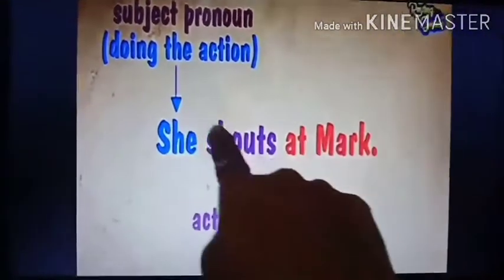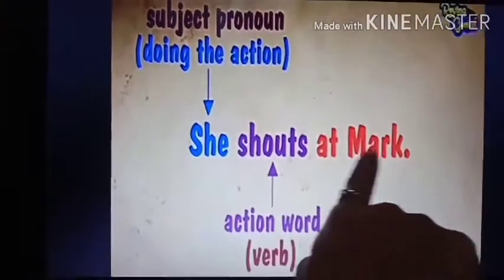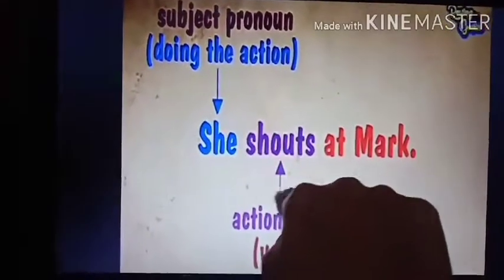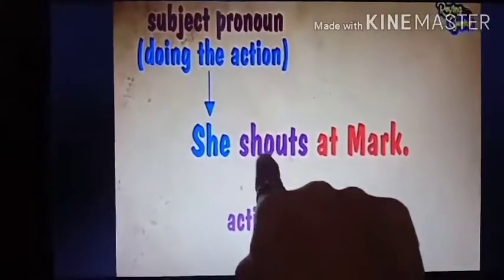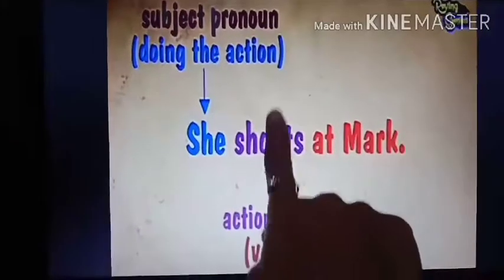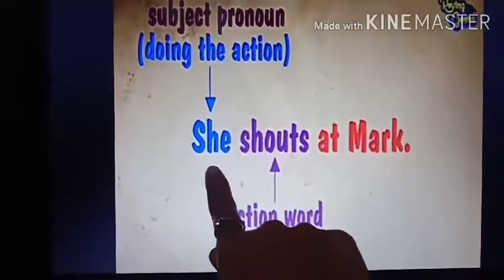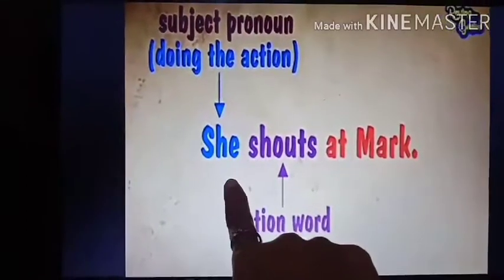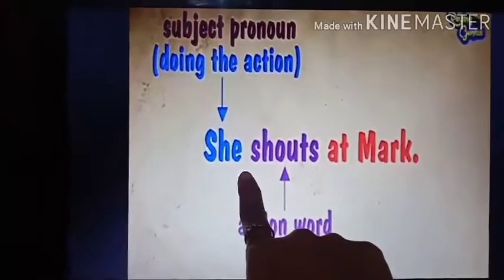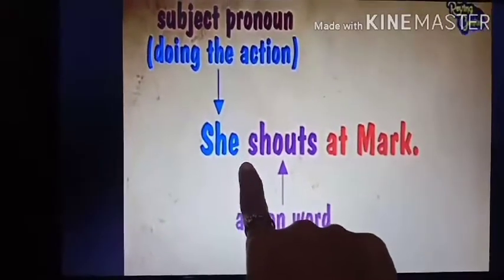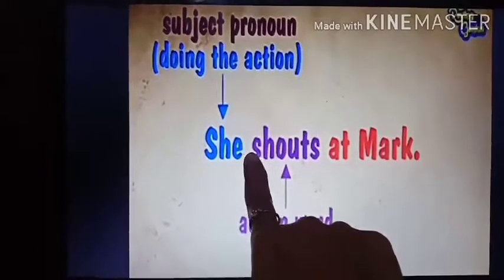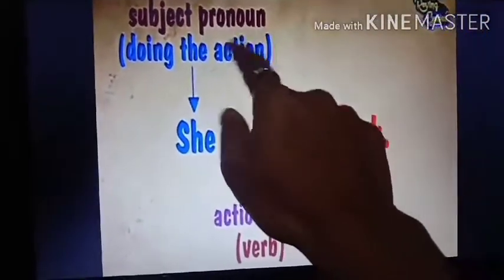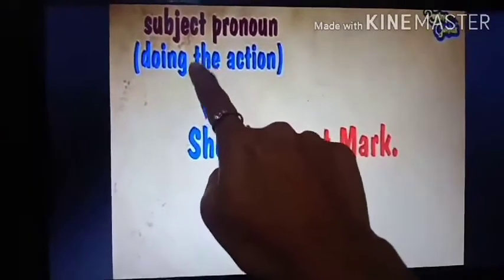Okay, now you see. She shouts at Mark. So the action over here is shout. It is a verb. Action means verb. So what is the action in this sentence? Shout. Now who is doing this action? She is doing this action. Who is shouting? She is shouting. So she is doing the action. So the pronoun who does the action is called subject pronoun. The pronoun doing the action is called subject pronoun.